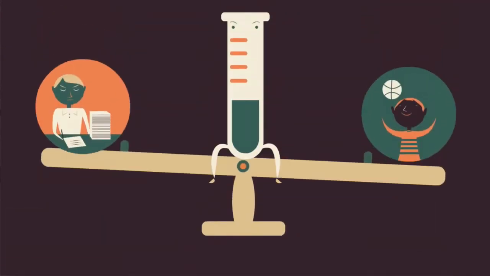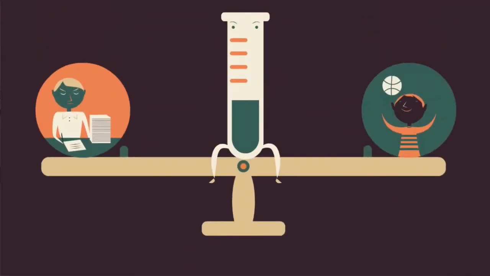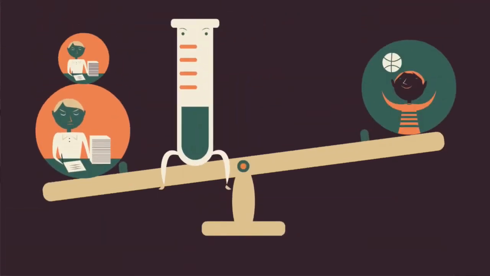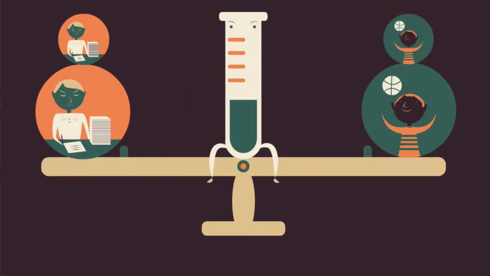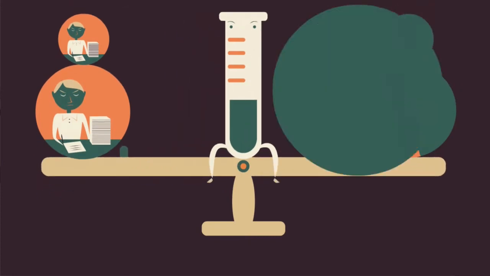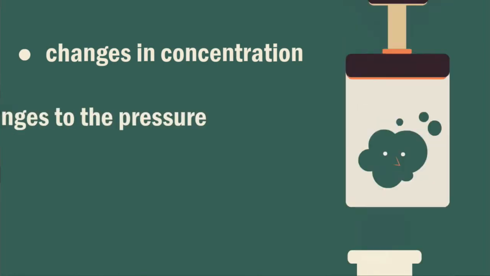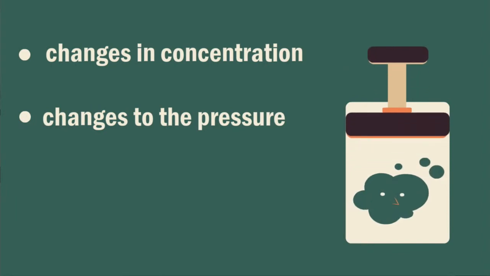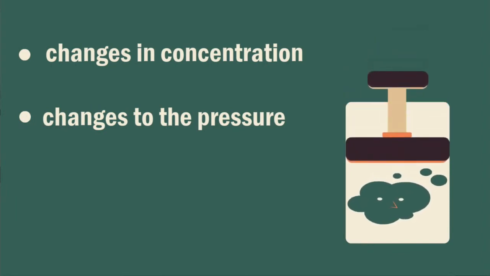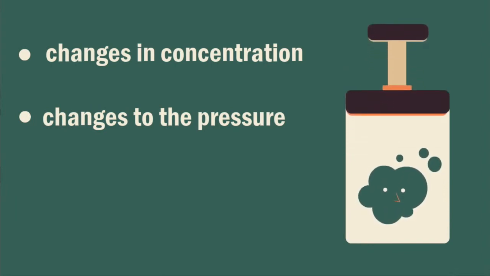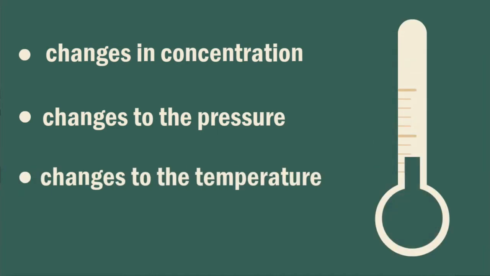Following on the same idea, when a chemical system at equilibrium is stressed, the system works to restore equilibrium. This is Le Chatelier's principle. The stresses are changes to the concentration of either the reactants or products, changes to the pressure, although this is only applicable to gaseous systems, and changes to the temperature.